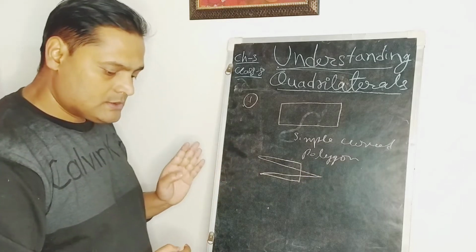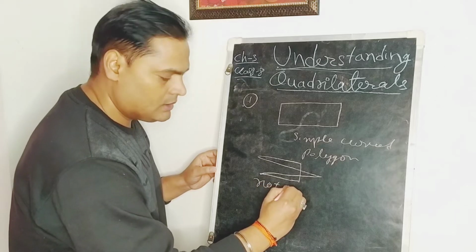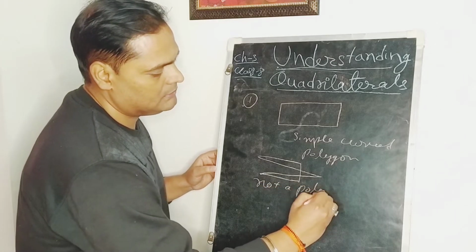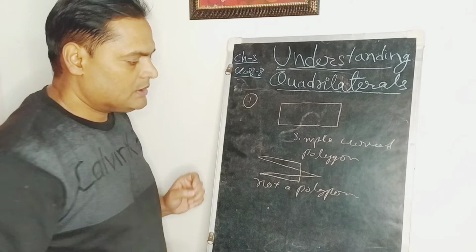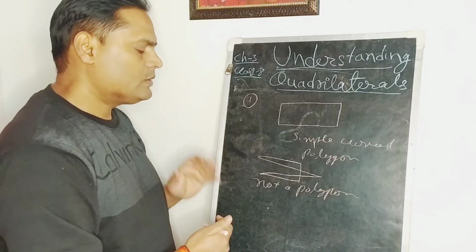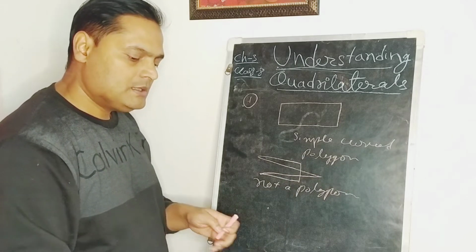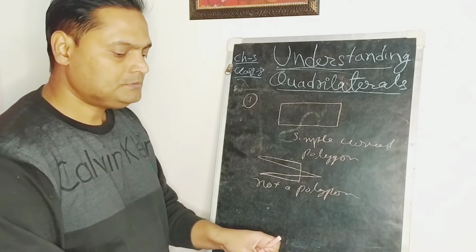So this is not a polygon. This type of figure is not considered a polygon, and this is also not a simple curve polygon as well. So these are the examples over here.